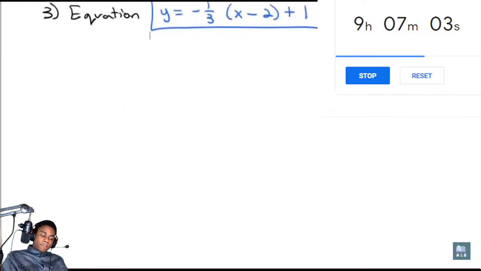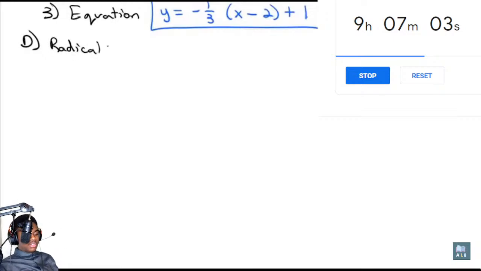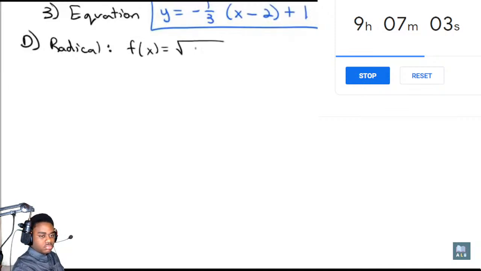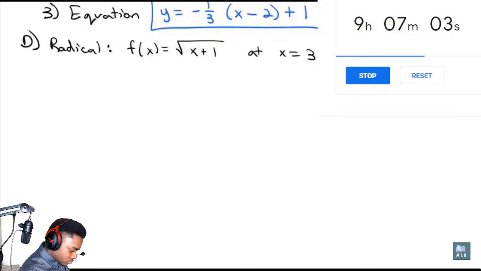One more example that I want to work through using both equations. This one is going to be finding the derivative with a radical. We're going to find the derivative, or the slope of the tangent line, of f of x equals the square root of x plus 1 at x equals 8, sorry, at x equals 8.